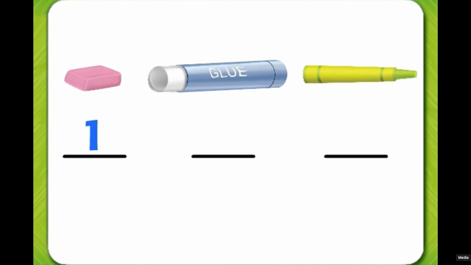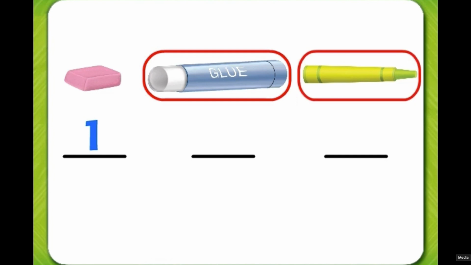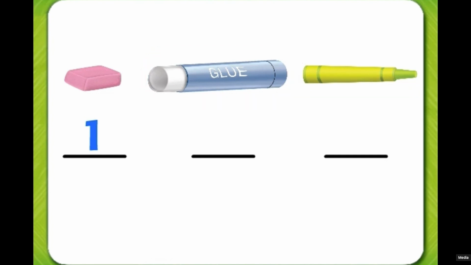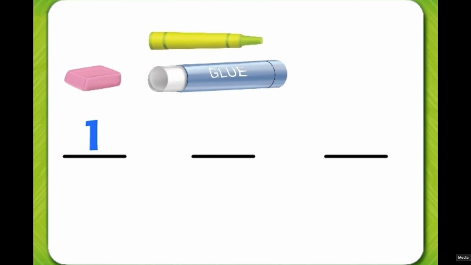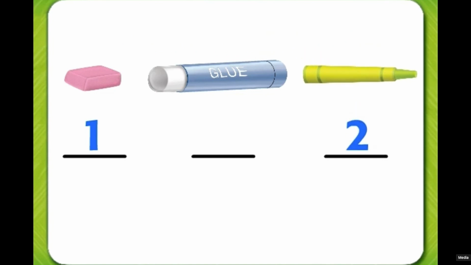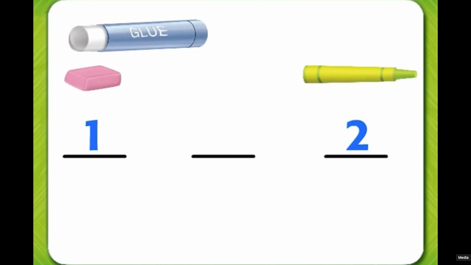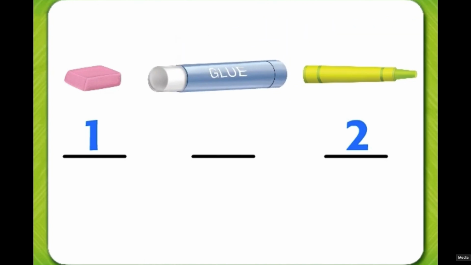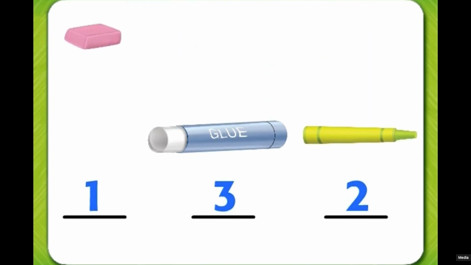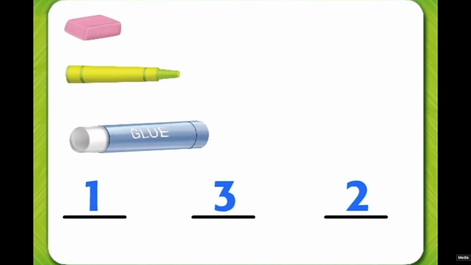There are 2 objects left to compare: the glue stick and the crayon. Which one of these has the shorter length? The crayon is shorter than the glue stick, but longer than the eraser. We'll write a 2 on the line under the crayon. That means the glue stick is the longest because it is longer than the eraser and the crayon. We'll write a 3 on the line under the glue stick. Here they are from shortest to longest: the eraser, the crayon, and the glue stick.